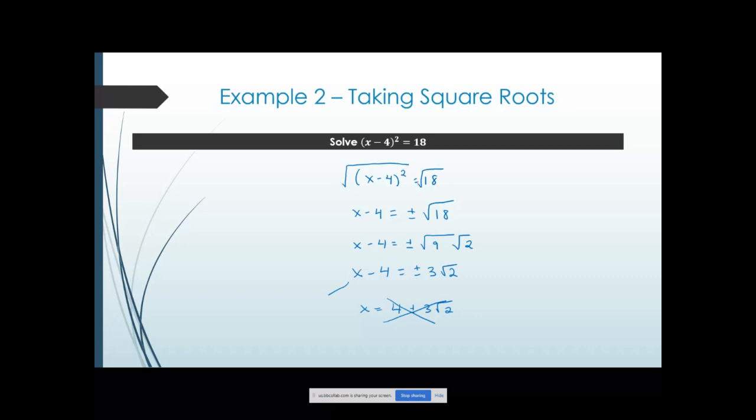What I recommend doing is writing the two separate equations. x minus 4 equals 3 times the square root of 2, and x minus 4 equals negative 3 times the square root of 2. Then add 4 to both sides. So x equals 4 plus 3 times the square root of 2, and x equals 4 minus 3 times the square root of 2.